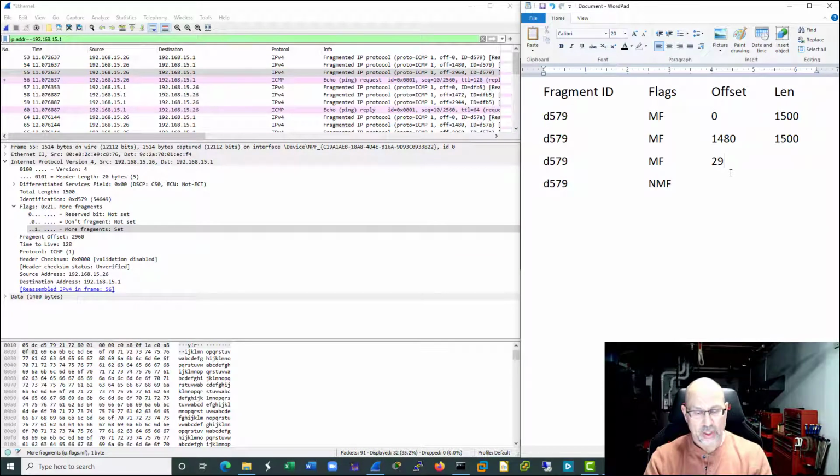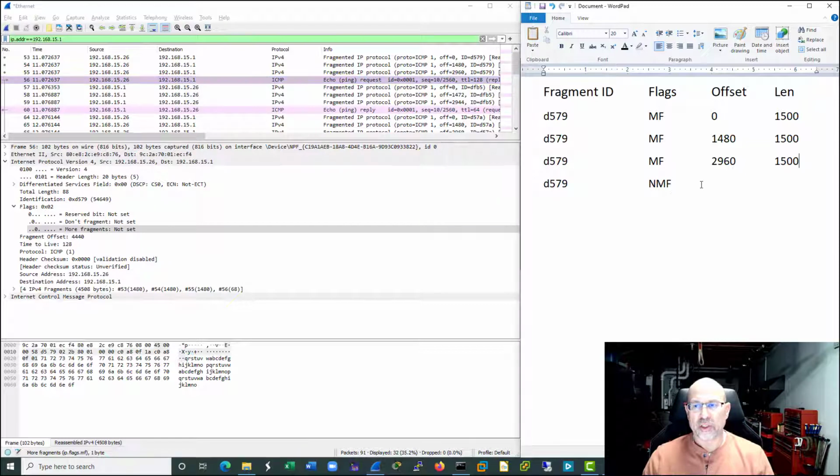All right. So it appears that we're getting farther into the data, but I don't really understand at this point why everything is 1500, but the fragment offsets are smaller than that. And then lastly, we have this fragment offset of 4440 and a total length of 88. Boy, that is weird. 4440 and then a total length of 88.